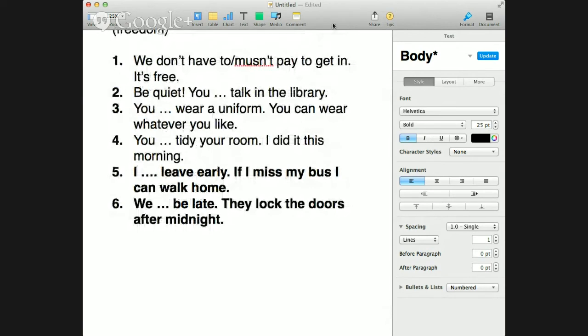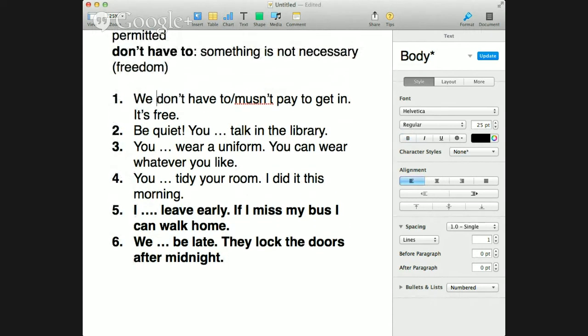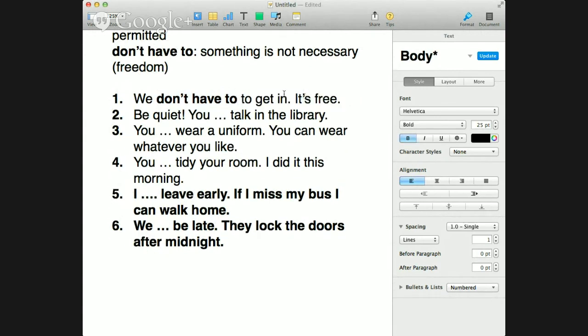I'll get Alberto to go first. Number one. We don't have to pay to get in. It's free. Very good. Well done. Because it's not necessary, right? It's the same as saying it's not necessary. Well done, Alberto. David, your turn with number 2.